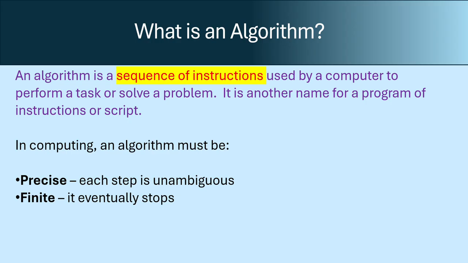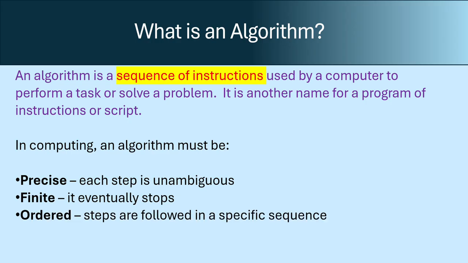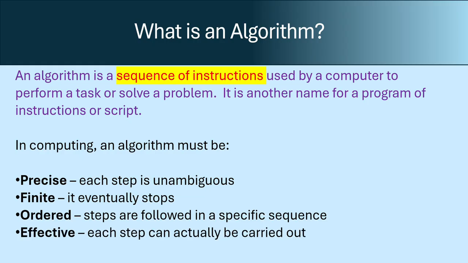It should have steps that are followed in a specific sequence. So I know the shark is moving about. When the fish has been eaten, the fish disappears. And we also know that if the octopus gets to our shark, then game over. So the steps need to be ordered. Each step should also be carried out.